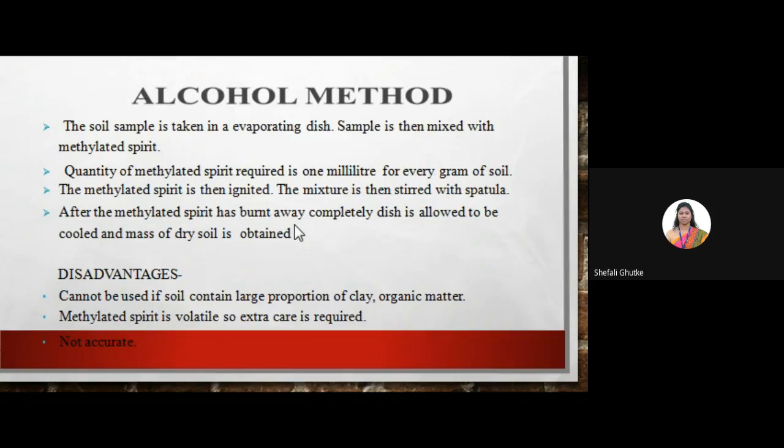and the mass of the dry soil is obtained. The disadvantage of this method is that it cannot be used if the soil contains a large proportion of clay or organic matter. The methylated spirit is volatile in nature, so extra care is required. Also, this method is not accurate.